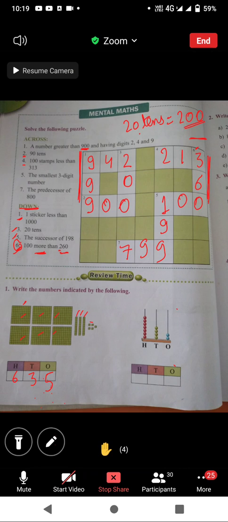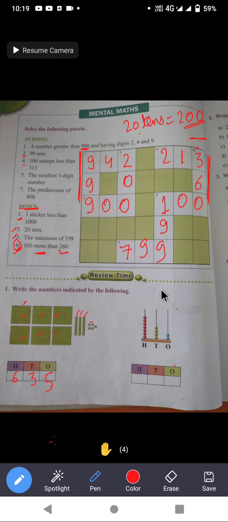Okay, 742. So let's check whether you are correct or not. First of all we'll count from the hundreds place. On the 100 spike, how many beads are there? Let's count with me. 1 2 3 4 5 6 7. So 7 beads at the 100 place. So we'll write 7 at the 100 place.